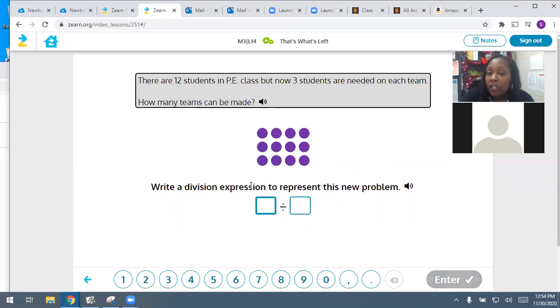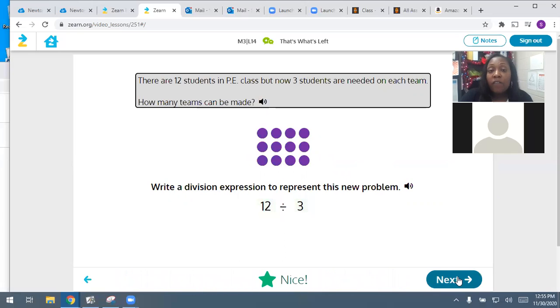So we need to write a division problem to represent what that problem is asking us. So what that problem is saying to us is 12 divided by 3. That's what that word problem now represents.